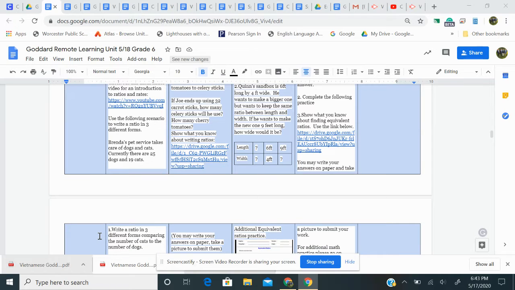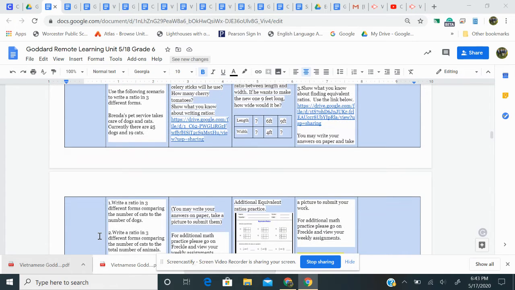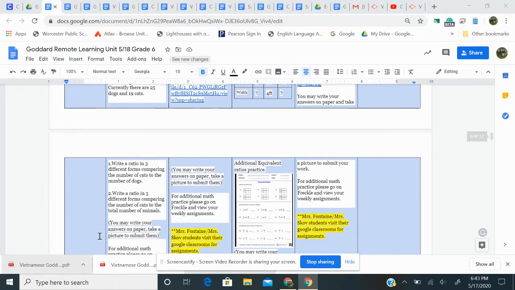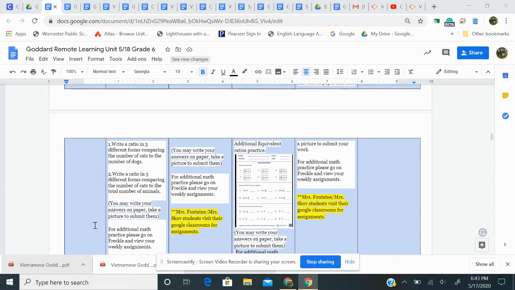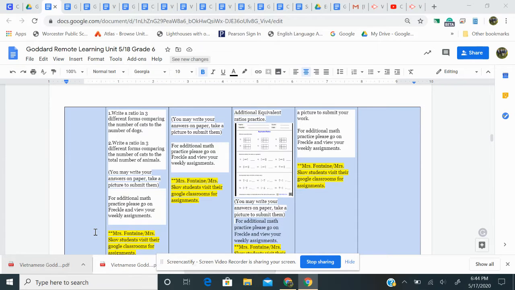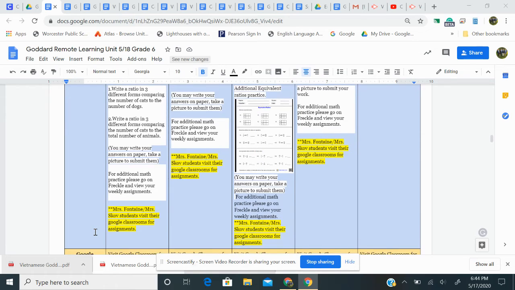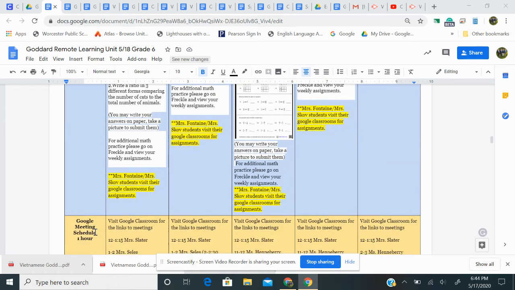Number 1, write a ratio in 3 different forms comparing the number of cats to the number of dogs. 2, write a ratio in 3 different forms comparing the number of cats to the total number of animals. You may write your answers on paper, take a picture and submit it, or you can do it through Google Classroom. For additional math practice, please go on to Freckle and view your weekly assignments. Mrs. Fontaine and Mrs. Scove students, visit their Google Classrooms for your assignments.